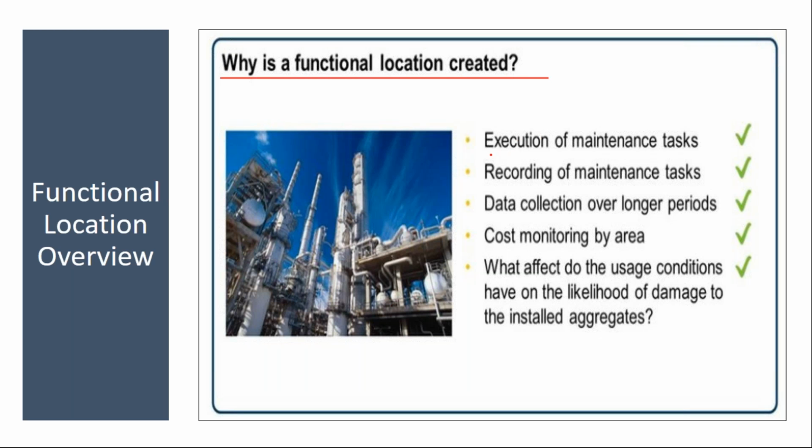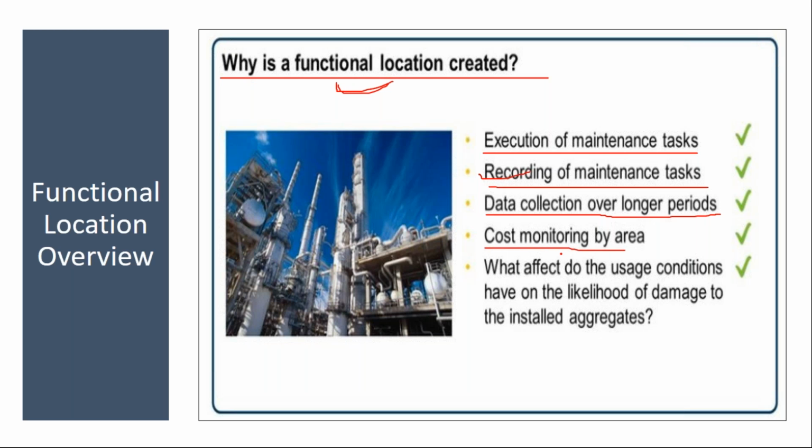One is execution of maintenance tasks. Recording of maintenance tasks. Let's say you want to see at the end of the day or after some period, in my area, what are the maintenance tasks performed? If you want to get that kind of report, you need a functional location. Data collection over longer periods. So you want to collect the data for a particular period in your area, then you need a functional location.